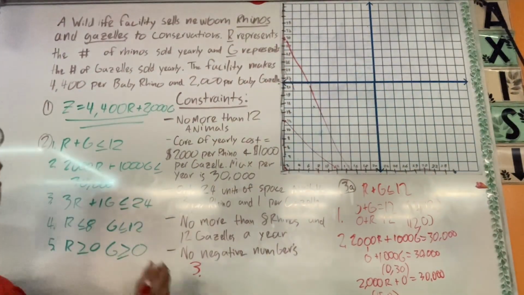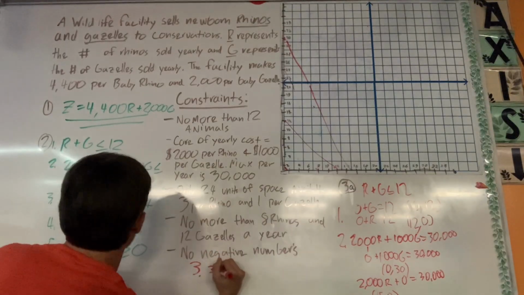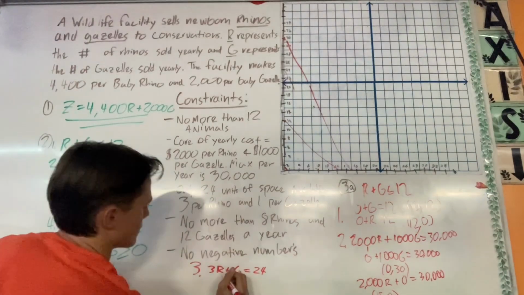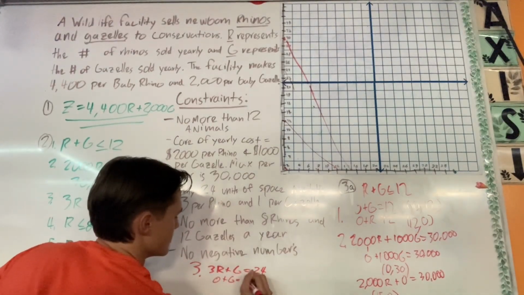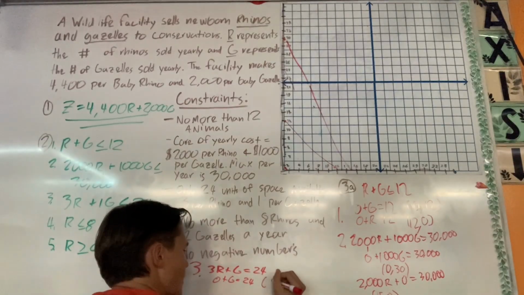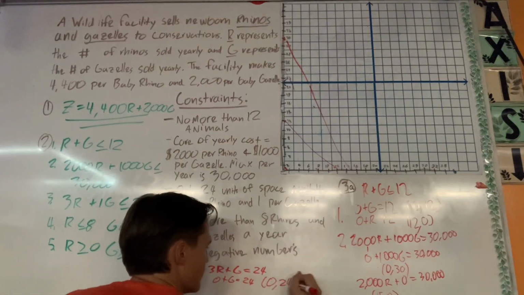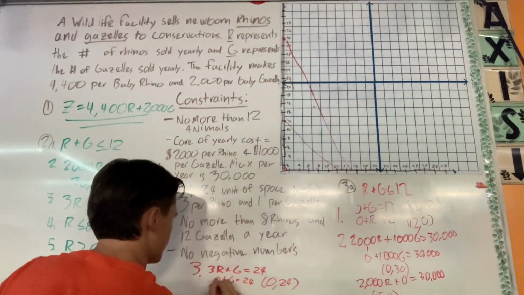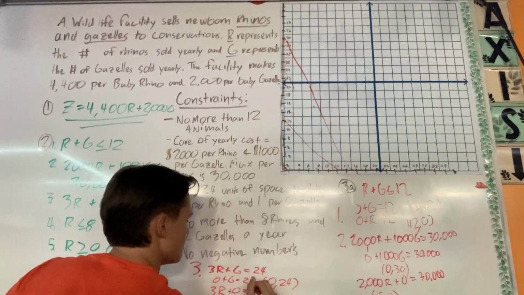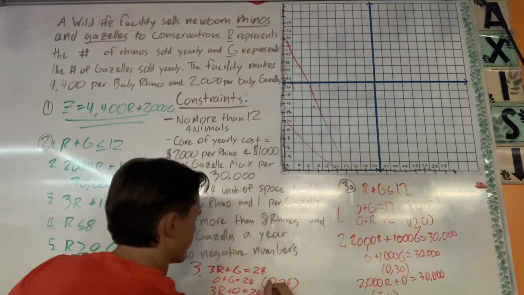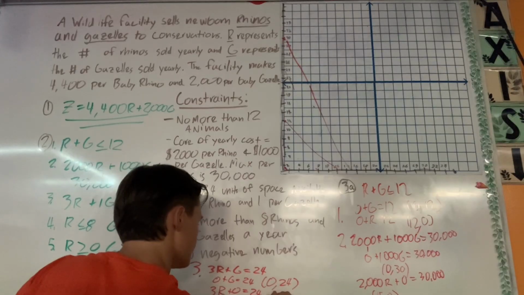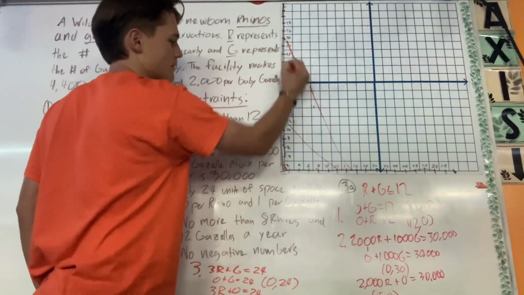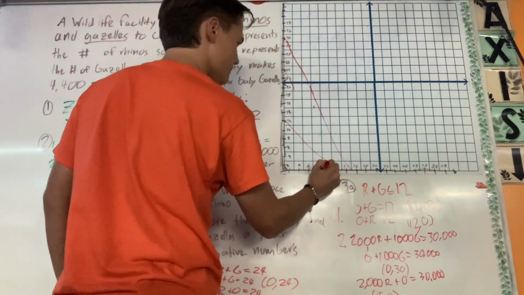Alright, our third one, 3R plus G is equal to 24. Now we just replace the zeros. Alright, so 0 plus G equals 24. So we know when R is equal to 0, G is equal to 24. Alright, and then when we take G and put it as 0, then we can do simple division and figure out that R is equal to 8 when G is equal to 0. And then when we graph that, that'll be up here, 12, and then 8, 0.